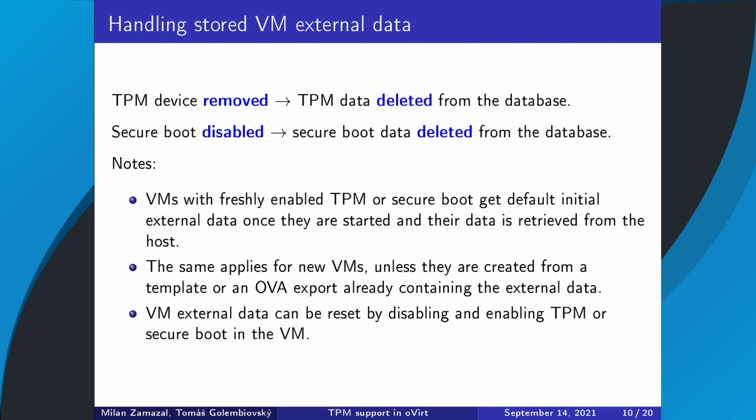Where do VMs get their external data from? If you create a VM from an export or template that already contains some external data, then the data is copied from its original location, and it's the same. If you create a completely new fresh VM, then the data is created initially by the emulators and then stored in the engine database. If you disable TPM device or disable Secure Boot, then the data is deleted from the engine database immediately. You get a confirmation dialog if you do that from the web UI. But the data still remains in snapshots, exports, and other places where it was previously stored. It's only removed from the engine database.